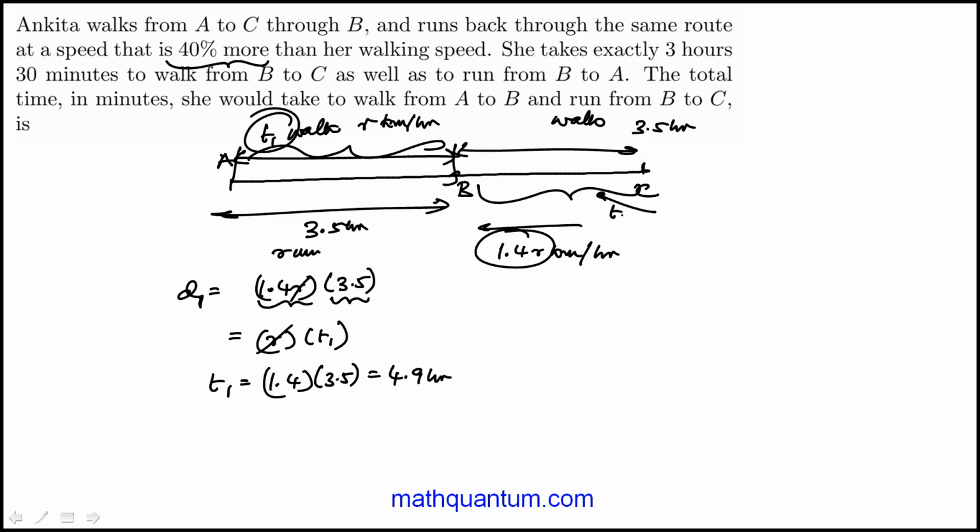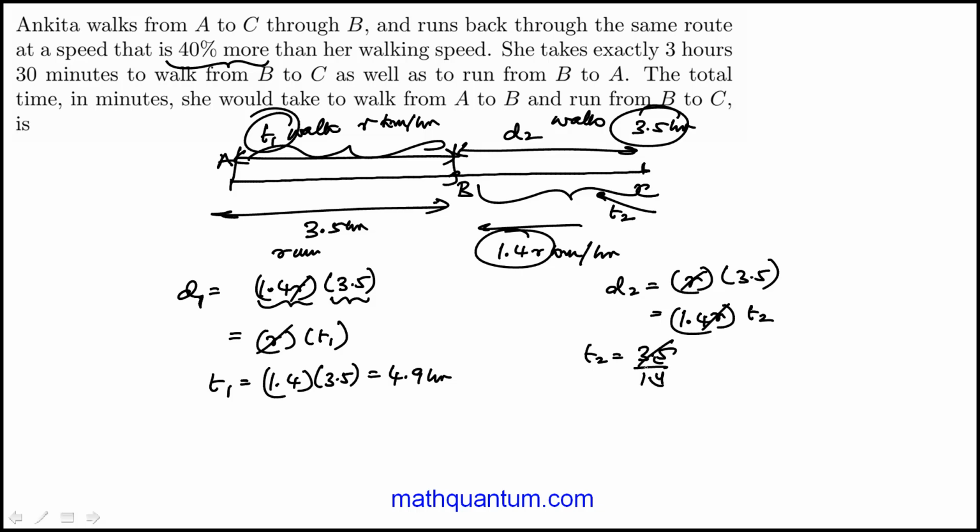So here, if we call that time T2, we know that walking, she's taking 3.5 hours, so that distance is the same. So if we call that D2, it is equal to r, her walking rate, times the time, and that's also equal to her running rate times T2. So I can use that to figure out T2, which is 3.5 over 1.4, which is 2.5 hours. So the total is 7.4 hours. And to convert this into minutes, we multiply that by 60, and we get 444 minutes.